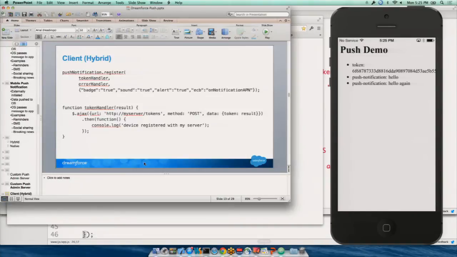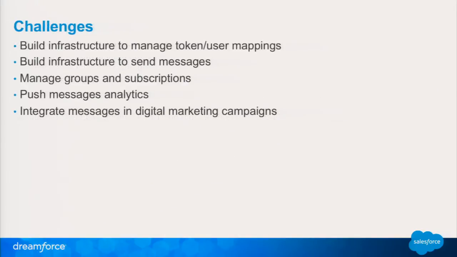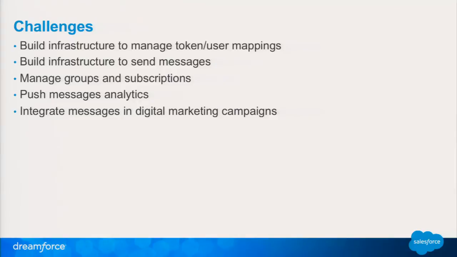Okay, so that was the first way of doing it, and we kind of looked at the code. And we're going to move on to the next module. But before we move to the next module, let's look at the challenges that this approach really involved. So first of all, there was a lot to build. You had to build the infrastructure to actually manage the token and the user mappings. You had to build the infrastructure to send these messages. You have to potentially manage groups and subscriptions.